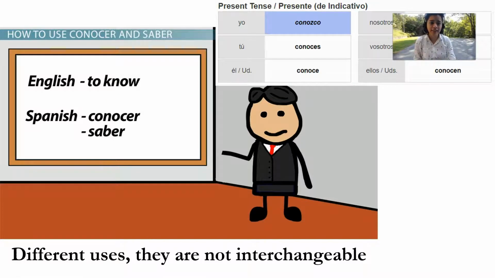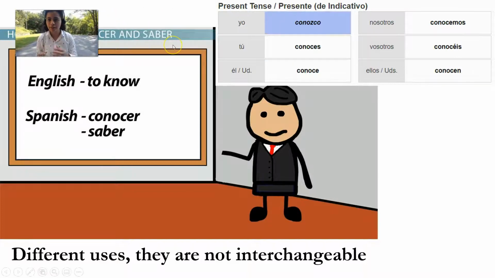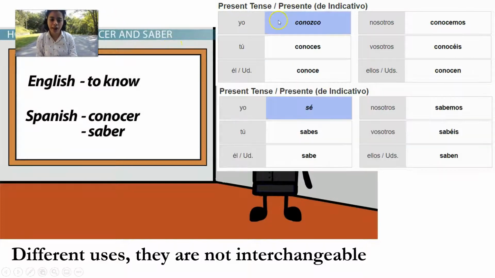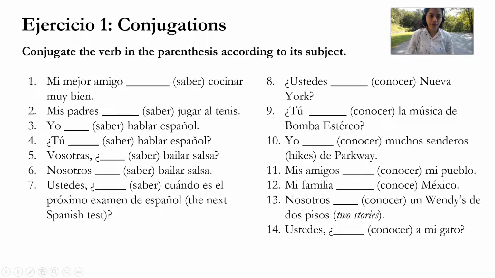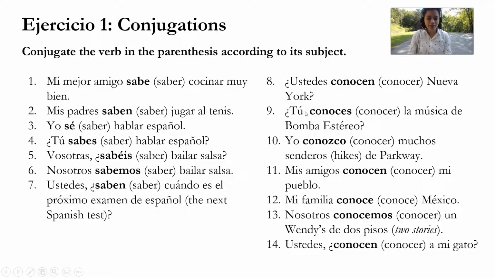First, we're gonna see the conjugation of these verbs. As you already know, they both have irregular yo forms. So yo conozco, yo sé. But I want you to remember the conjugations because we're going to do a practice. Practice number 1, ejercicio uno. We're going to practice conjugations. Conjugate the verb in the parentheses according to its subject. Here you can check your answers.